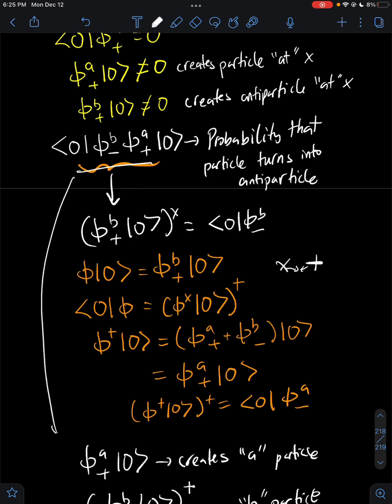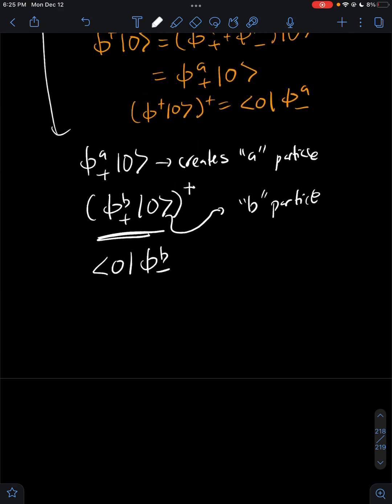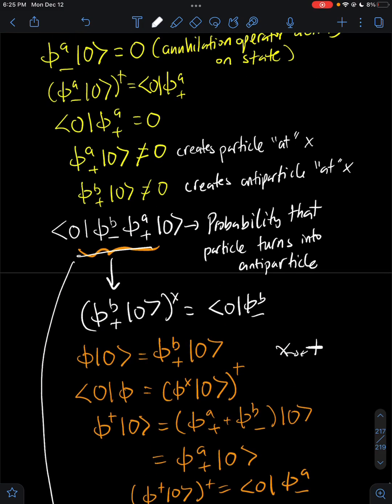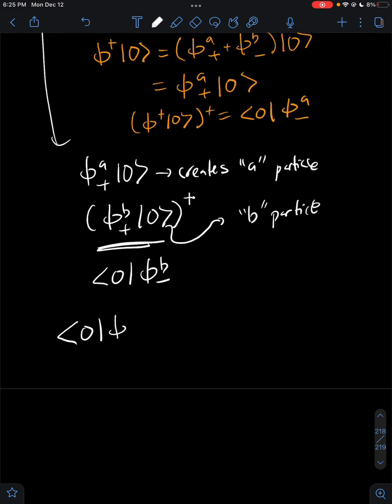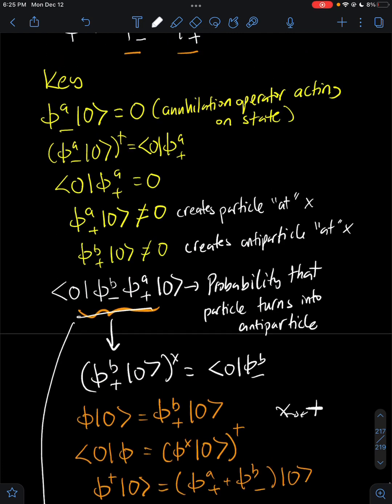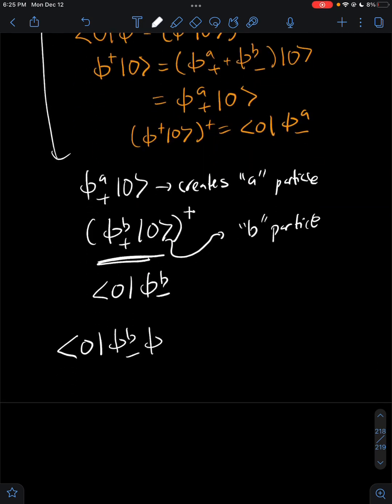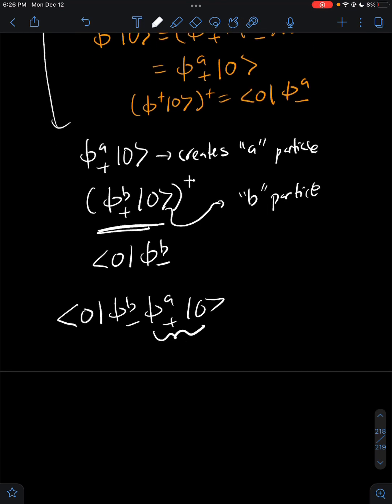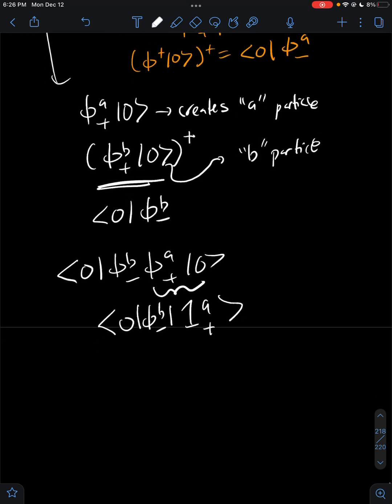So how do we actually calculate this probability? It turns out that it's actually pretty straightforward. All we have to do here is note something. Since this is going to create an A particle, we're going to have one A dagger, and then we have this over here. Now, we could expand this out and calculate it, but let's just use our intuition here.